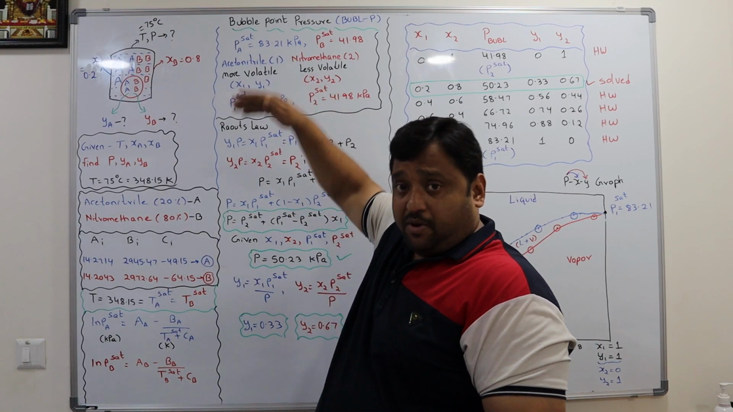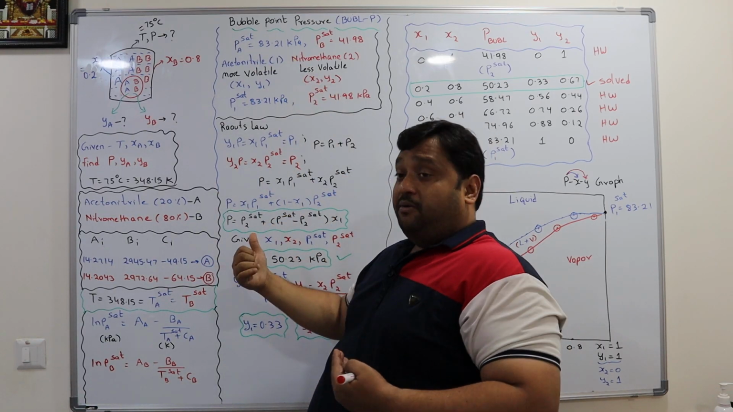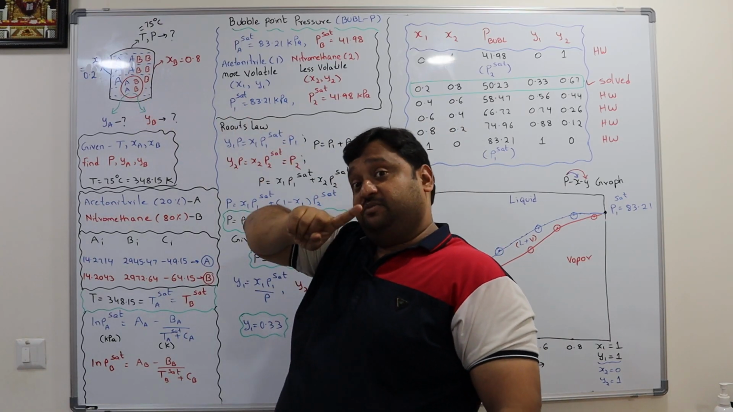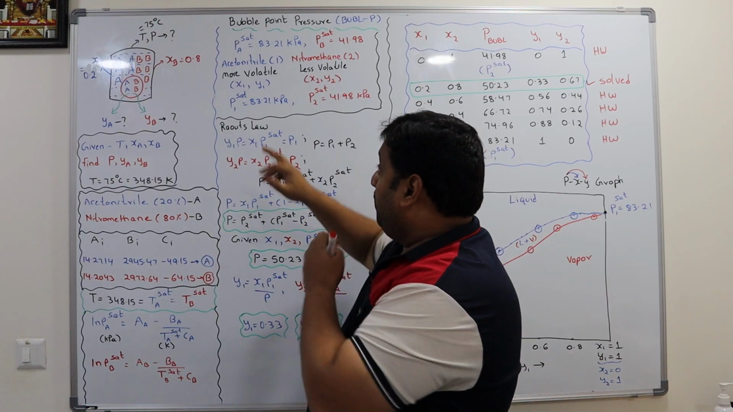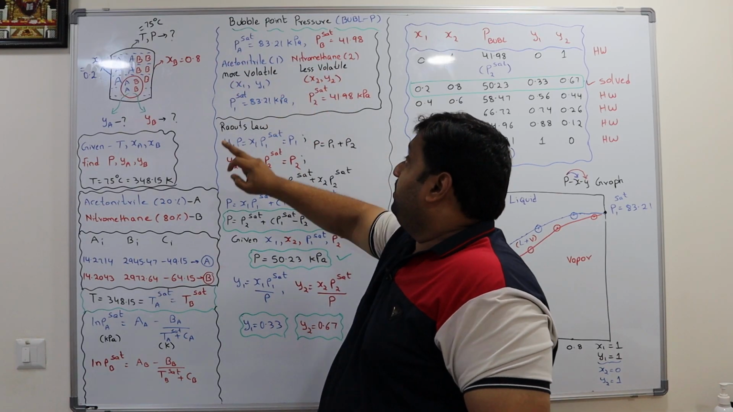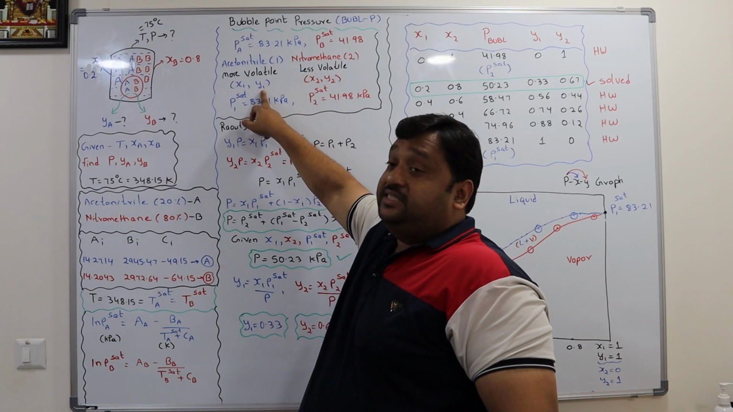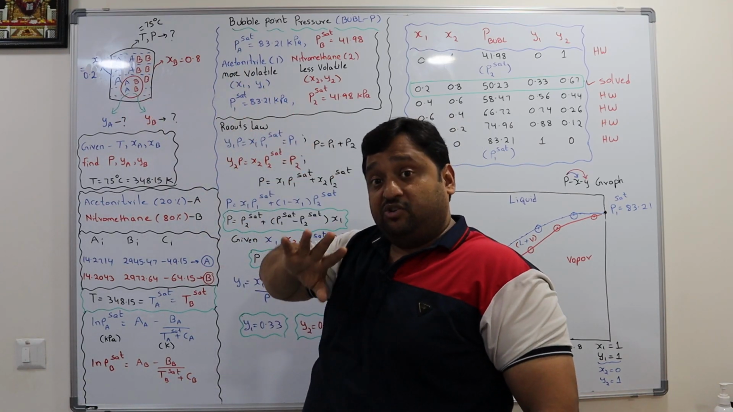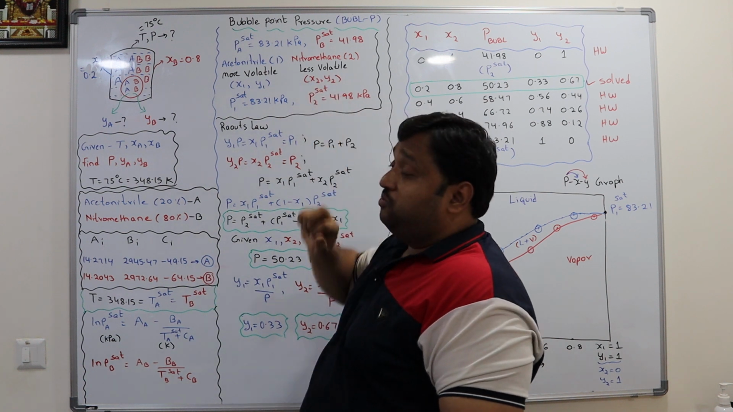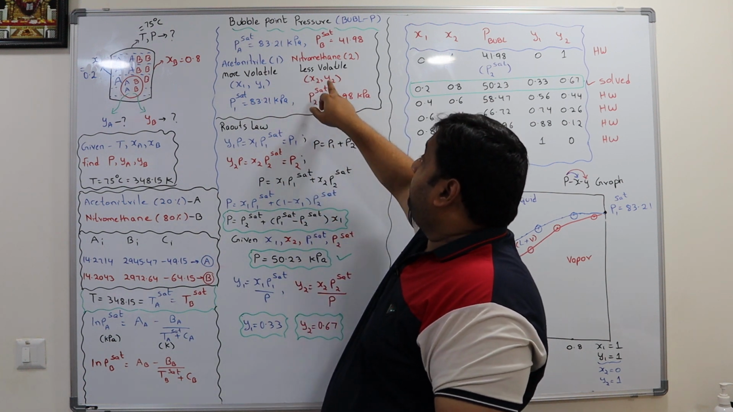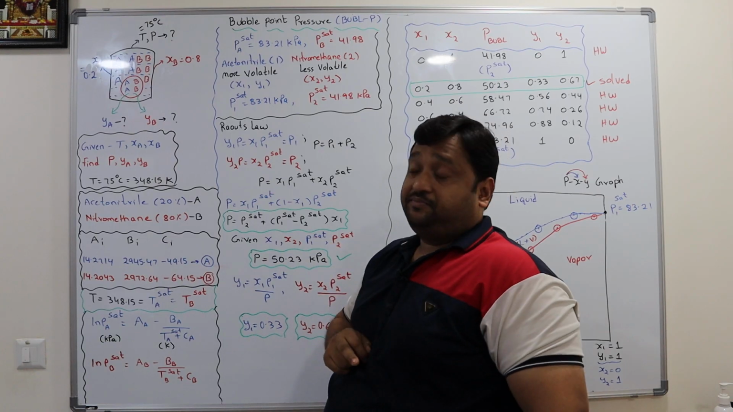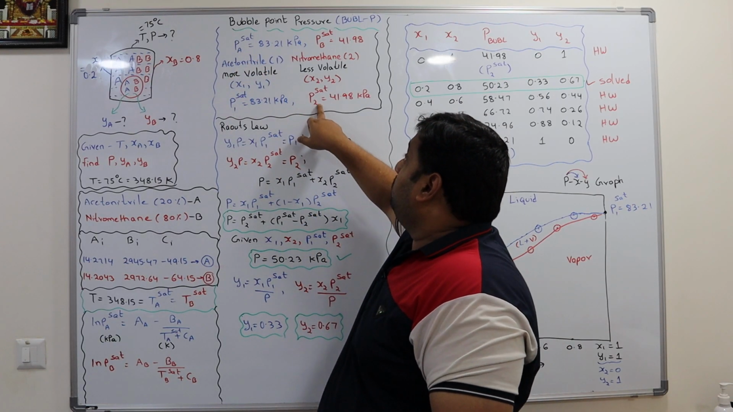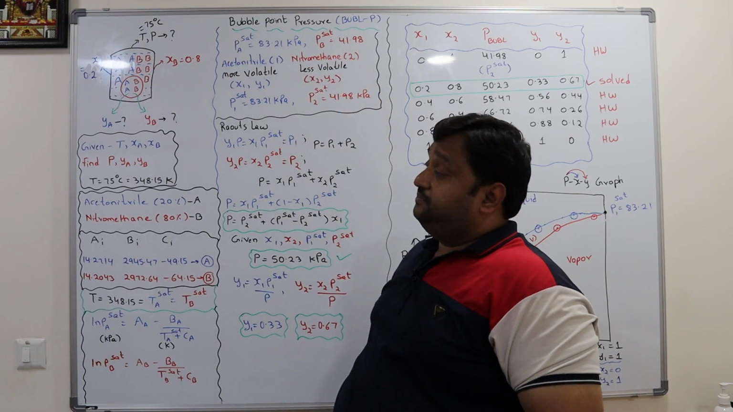From now onwards in this example, we are going to follow 1 and 2, not A and B. 1 is acetonitrile, 2 is nitromethane. So X1, Y1 represent the liquid composition and vapor composition of acetonitrile. X2, Y2 are the liquid and vapor composition of nitromethane. P1 sat is nothing but PA sat, P2 sat is nothing but PB sat.